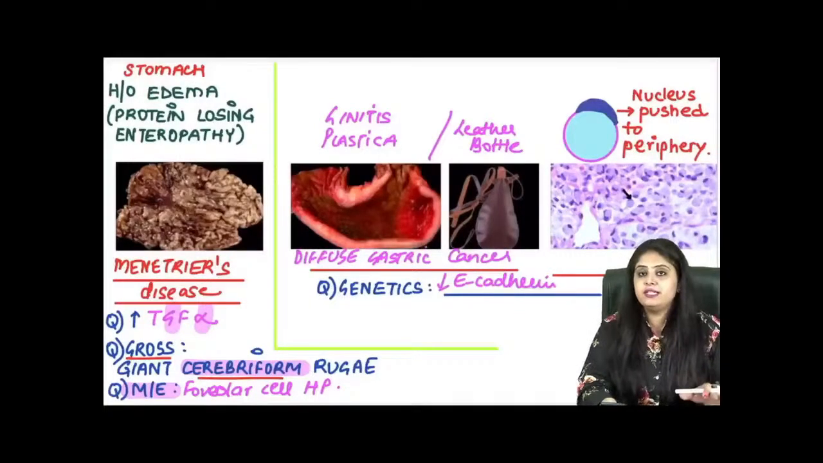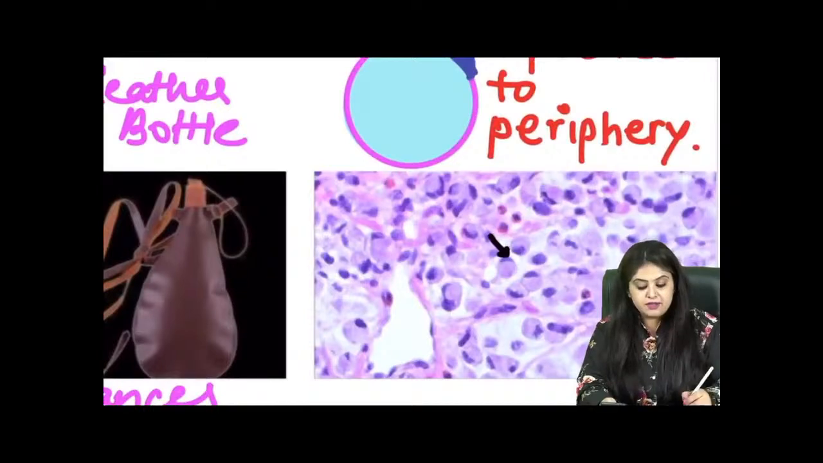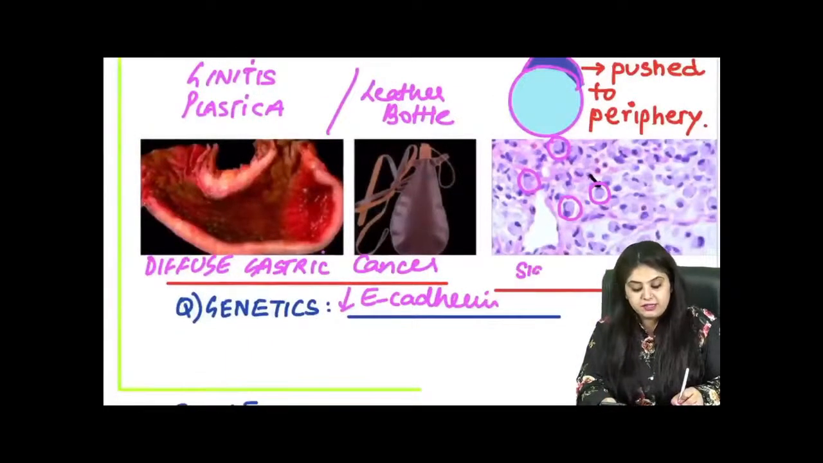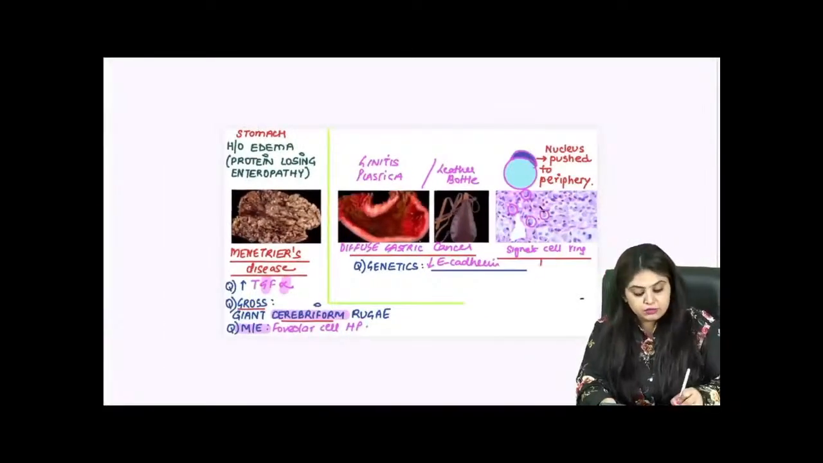The stomach is looking like the brain, so cerebriform. Microscopically, what will increase? It is going to be an increase in the foveolar cells. So there is foveolar cell hyperplasia, and that is the reason the patient is losing protein. The patient can't absorb any protein; protein is going out of the body. If protein is not there in the body, how will the patient present? With edema. The first stomach picture is done.